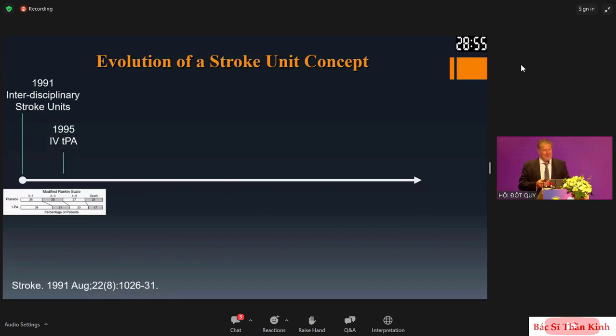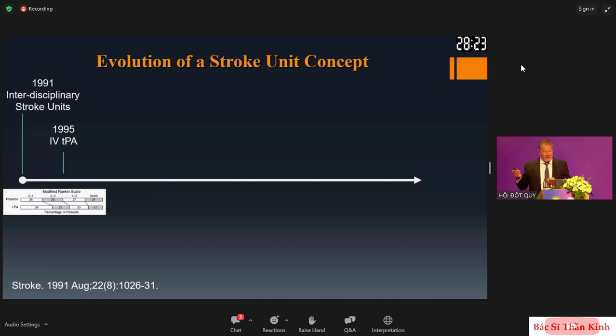There was a paper published in '91 by Norwegian scientist Indredavik, basically showing that if you take all folks, from doctors to nurses to physical therapists, speech therapists, and you bring them together to provide stroke-specific care instead of being admitted to a general ward, that stroke-specific care basically reduced mortality and improved disposition of these patients.